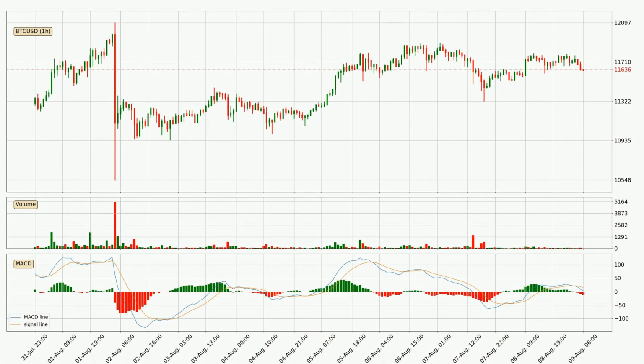Looking at the hourly MACD, the MACD line is below the signal line, which shows that the current trend is on the downside. We can expect for the price to continue going down or perhaps remain at least stable because the MACD histogram shows the momentum currently being strong.